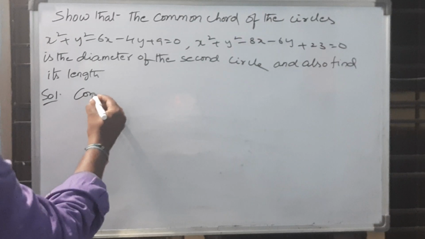So here what you have to do? Show that the common chord of these two circles is the diameter of the second circle. So first we should find the common chord of the circle. So what is the formula for common chord?